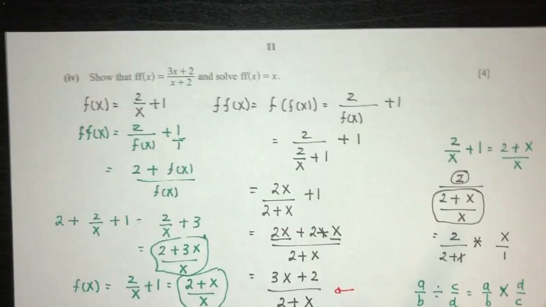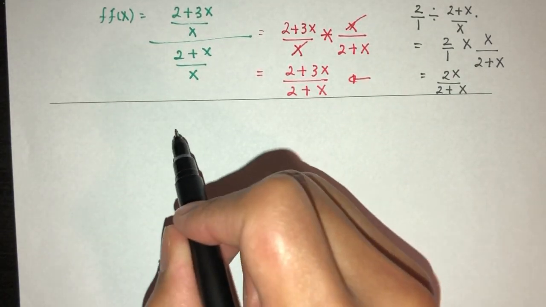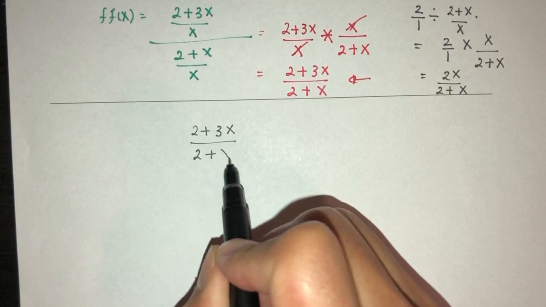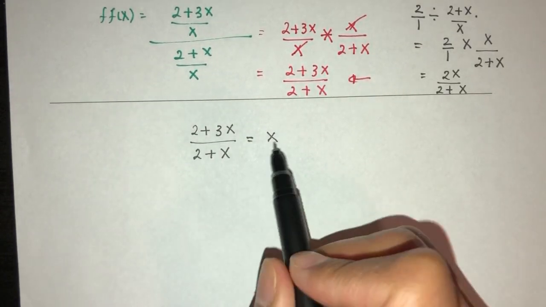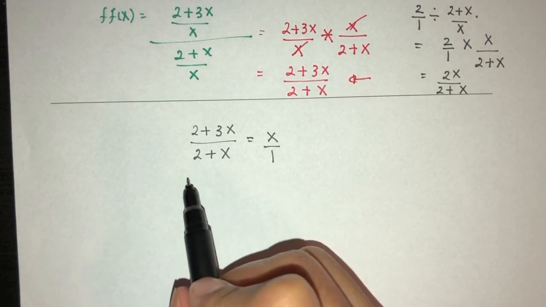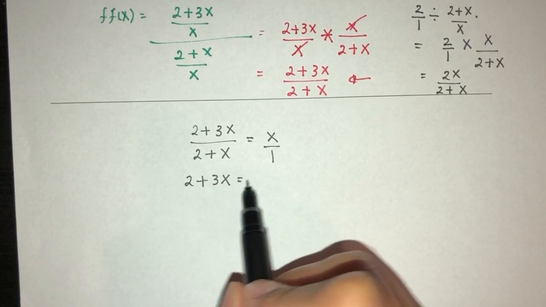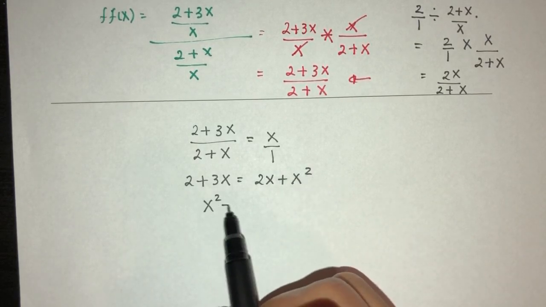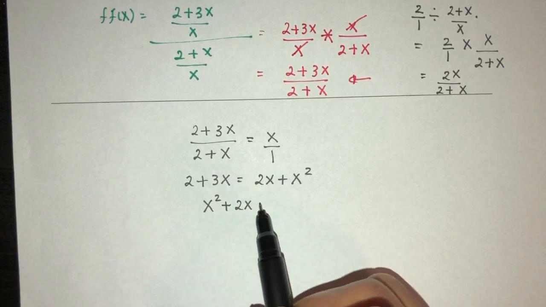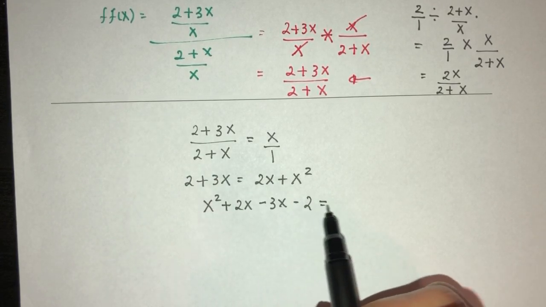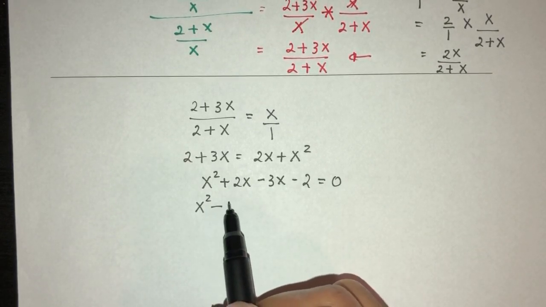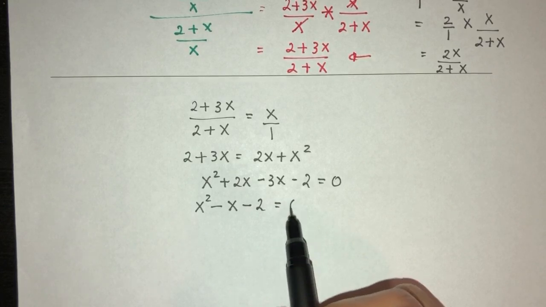Now we have to solve this equation. So let's do this on this side. You will have 2 plus 3x over 2 plus x equal to x. So first thing, as always, we cross multiply. You will have 2 plus 3x equal to 2x plus x squared. So x squared plus 2x, we send this over here, you will have minus 3x minus 2 is equal to 0. So x squared plus 2 minus 3, that will be minus x minus 2 is 0.